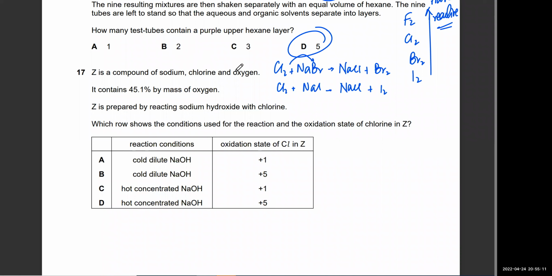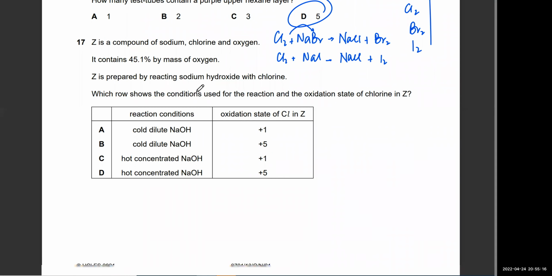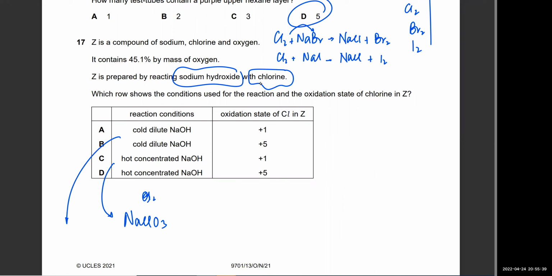Z is a compound of sodium, chlorine, and oxygen. It contains 45.1% by mass of oxygen. Z is prepared by reacting sodium hydroxide with chlorine, which shows the conditions used for the reaction and the oxidation state. So you have to memorize this. Chlorine with NaOH, there are two reactions. One is if you reacted with hot NaOH, it produces NaClO3. If you reacted with cold NaOH, chlorine, it produces NaClO.